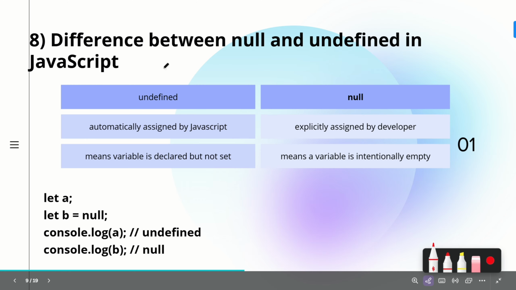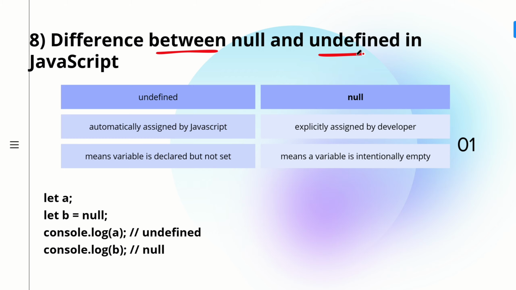Now let's see the eighth question. The eighth question which was asked in the interview was, what is the difference between null and undefined in JavaScript? So you can mention that undefined gets automatically assigned by JavaScript. If you have declared a variable and not given a value yet, then the automatic value given to that variable by JavaScript is undefined, whereas null is explicitly assigned by the developer.